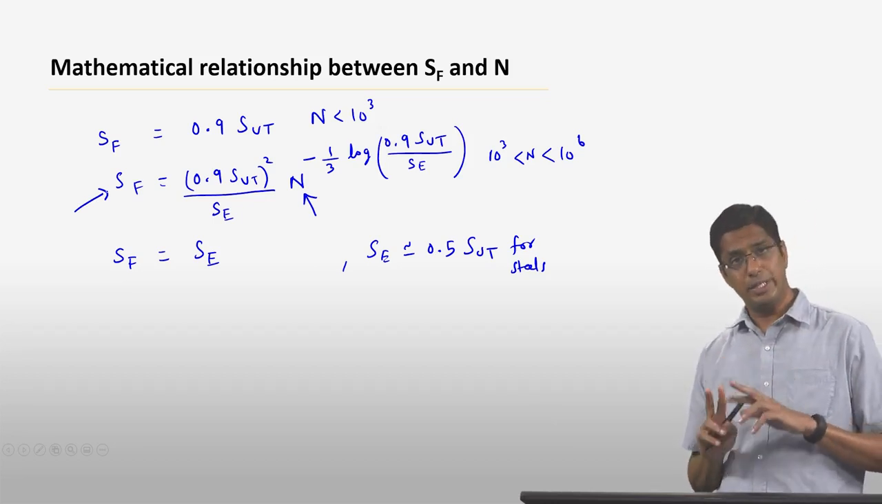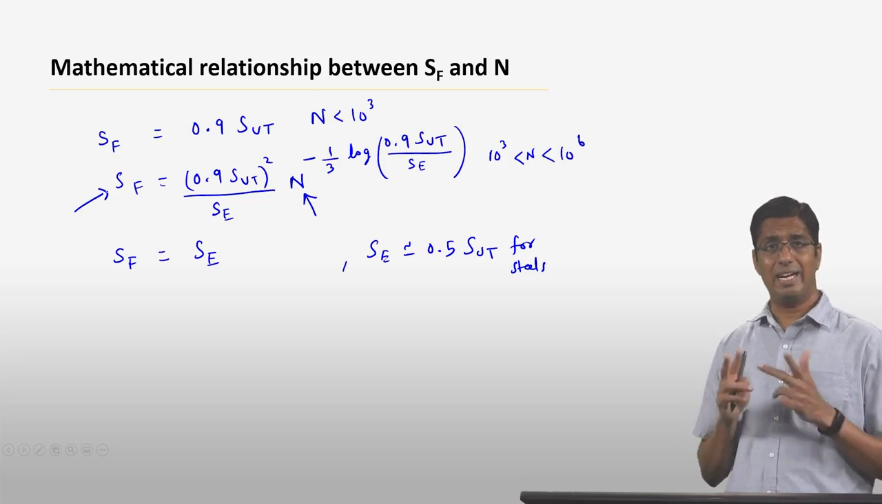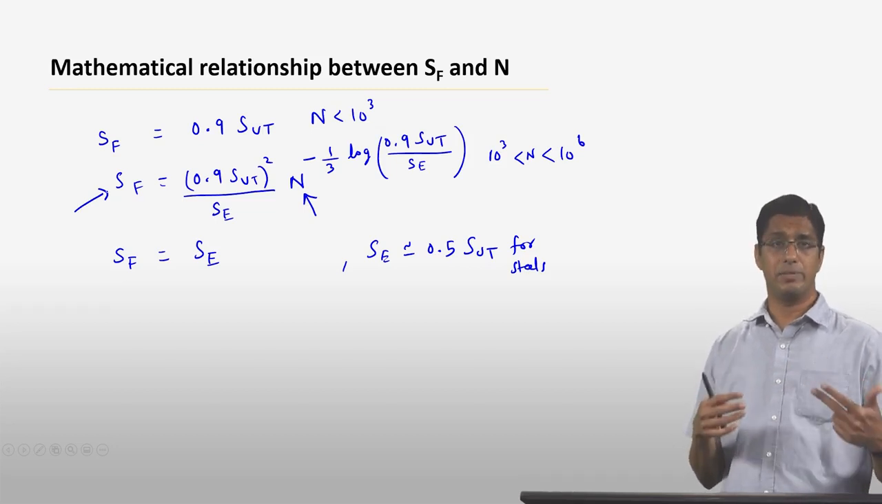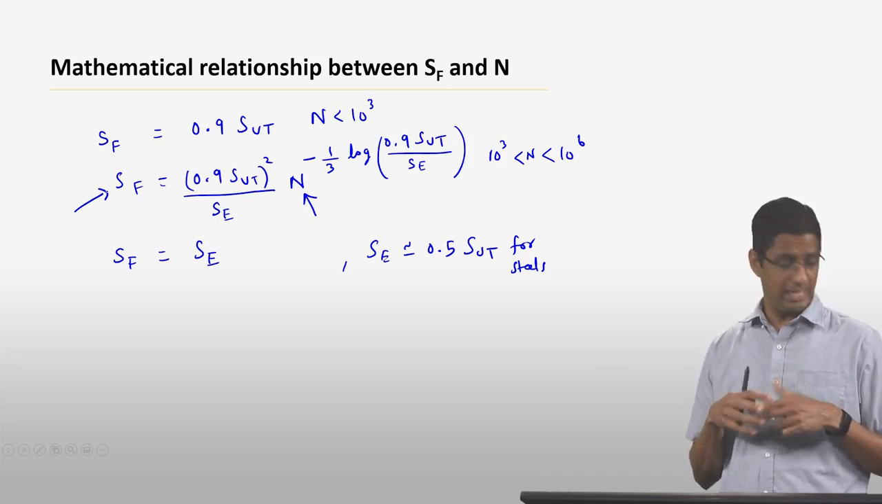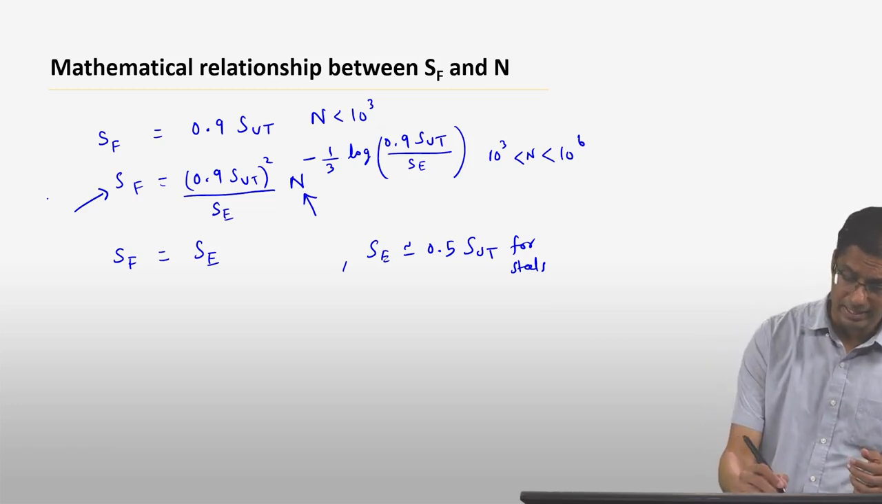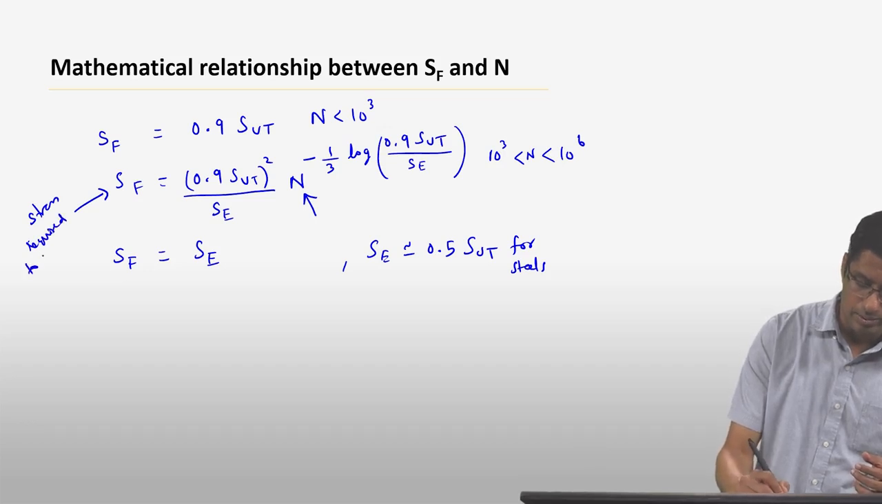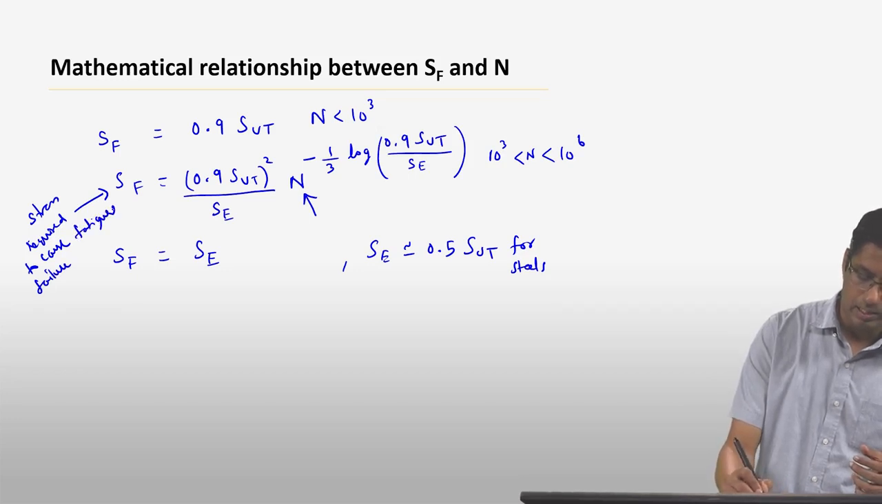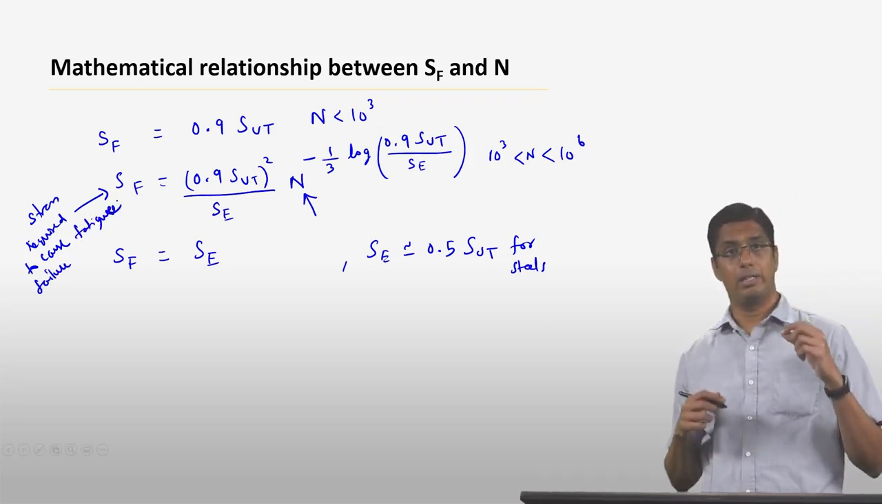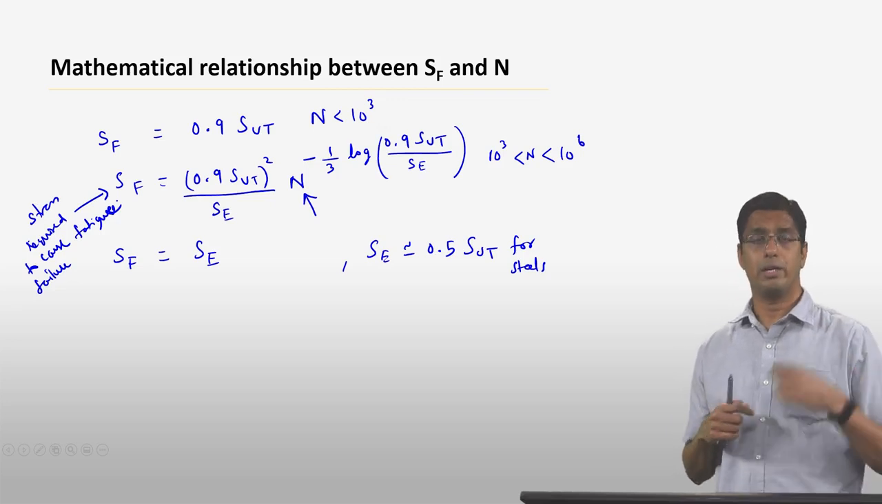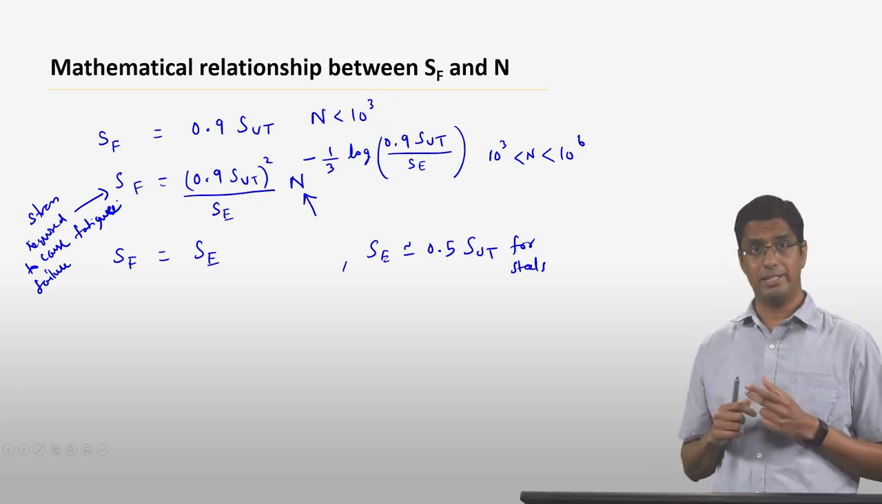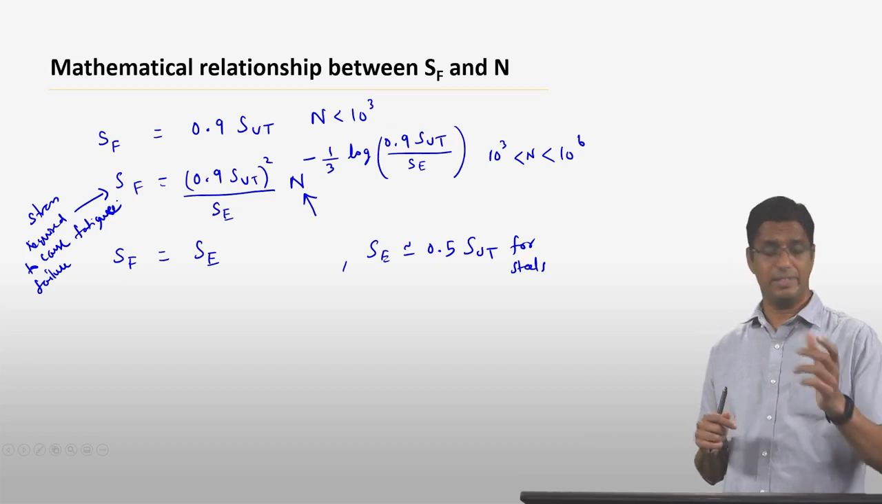Now you can also invert this relationship and write N in terms of SF. I want to remind you that this SF is essentially the stress required to cause fatigue failure, and that depends on the number of cycles in which you want to cause failure. You can invert this relationship and write N as a function of SF.